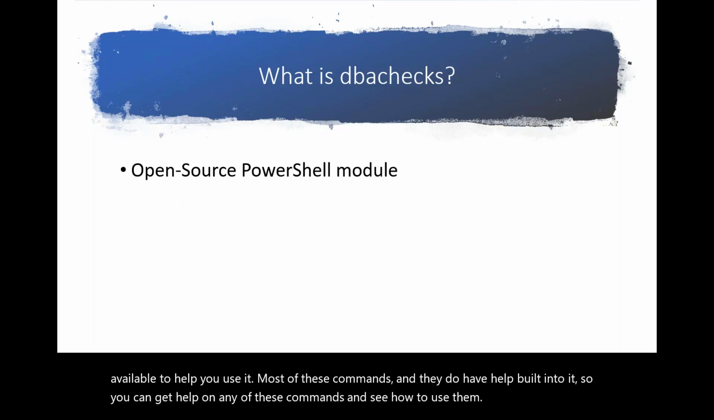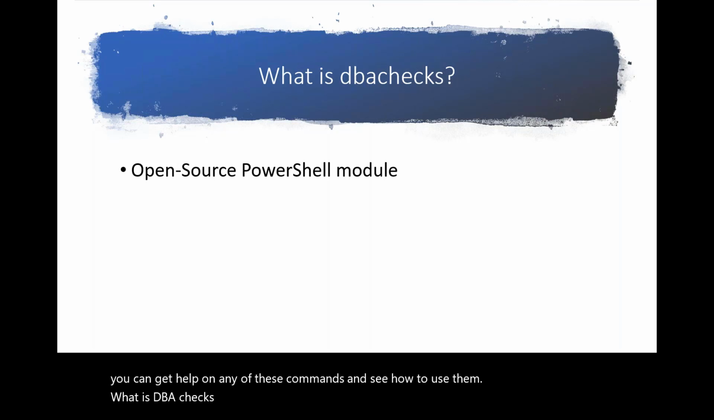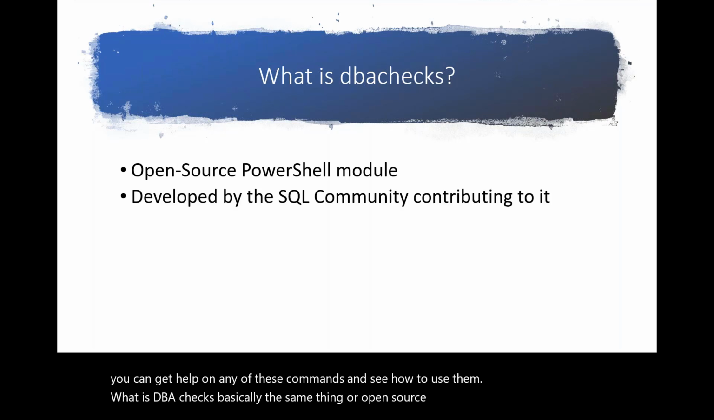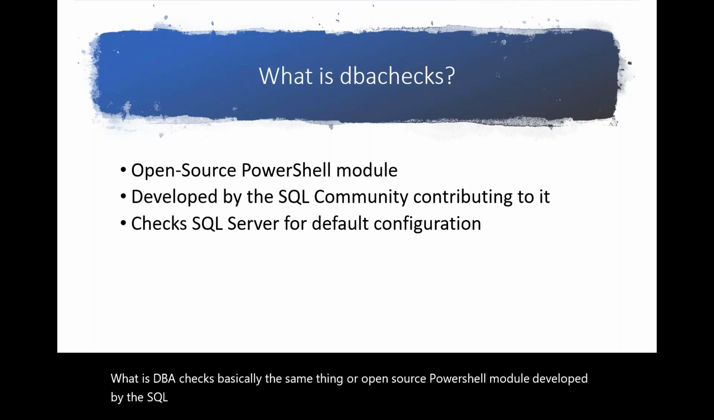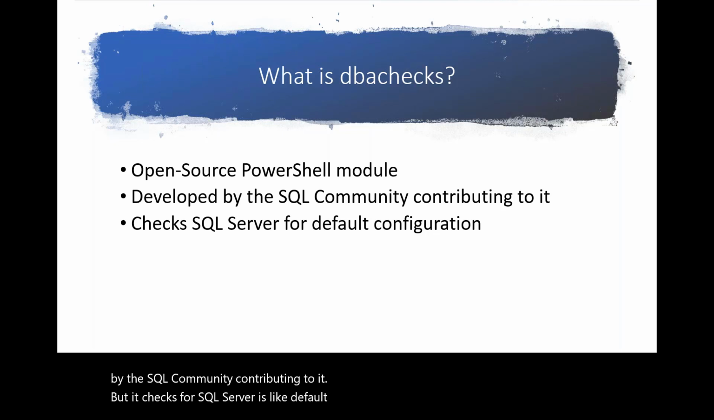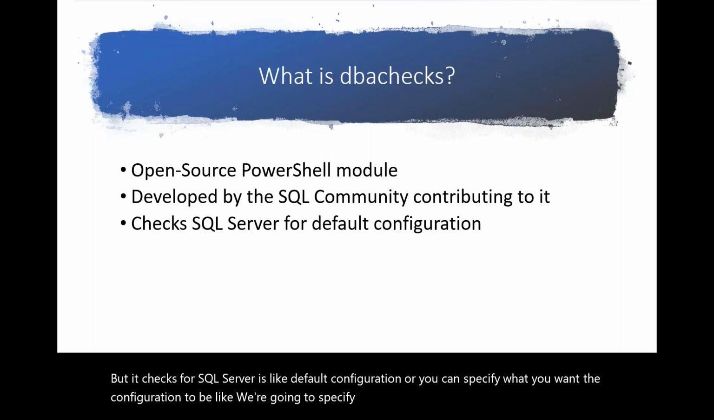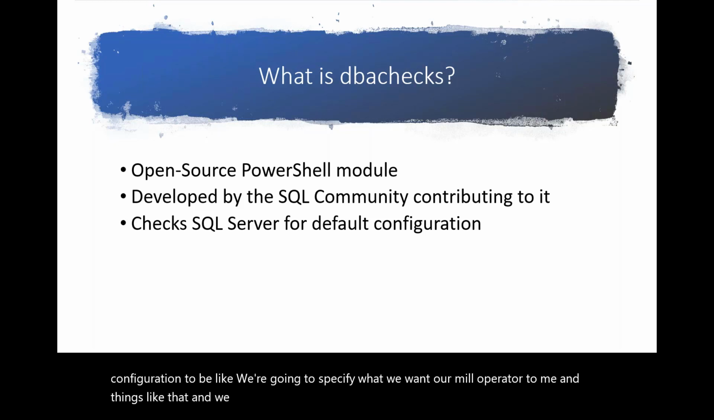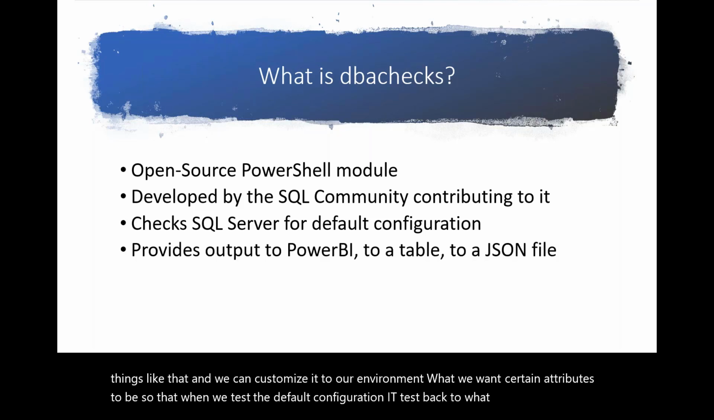What is dbachecks? Basically the same thing, an open source PowerShell module developed by the SQL community contributing to it. But it checks for SQL servers like default configuration, or you can specify what you want the configuration to be. Like, we're going to specify what we want our mail operator to be and things like that, and we can customize it to our environment, what we want certain attributes to be, so that when we test the default configuration, it tests back to what we want it to be.